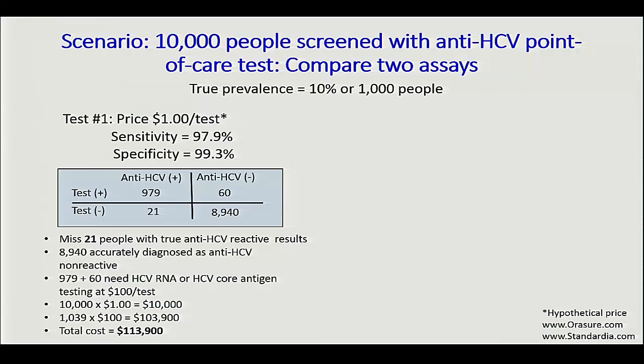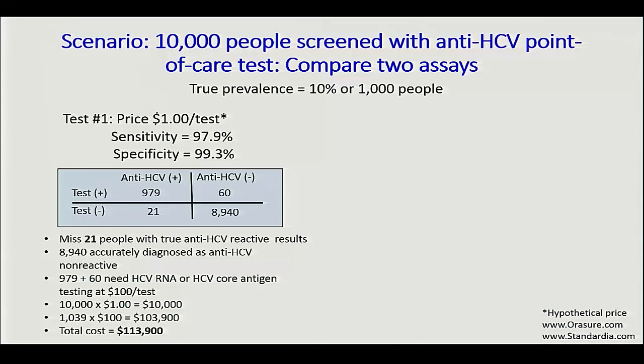So I'm going to talk about a couple of different assays. This particular one is just how do you screen for antibody. And I'm looking at two different assays. I actually took the sensitivity and specificity from the product labels, but I made up all the other circumstances in terms of price just for ease of calculation.